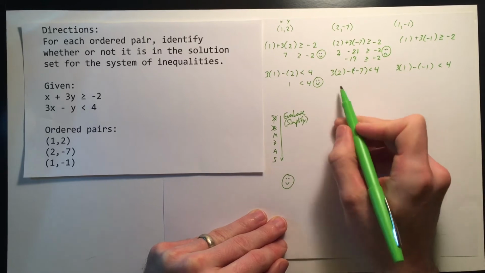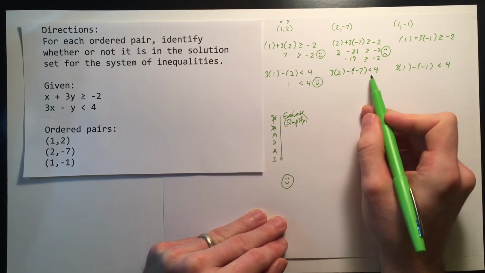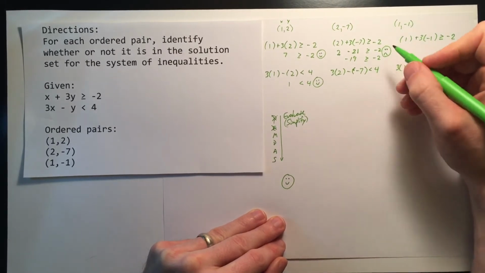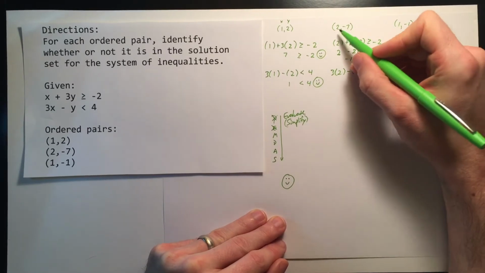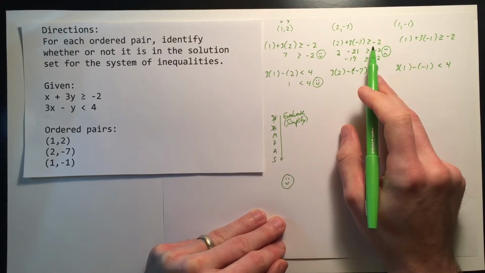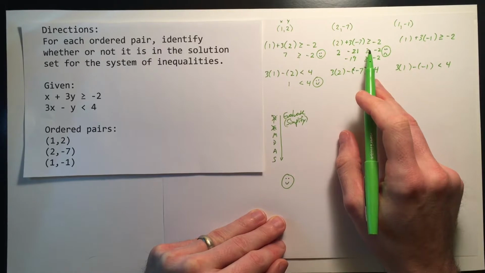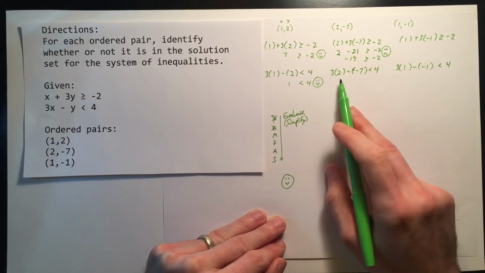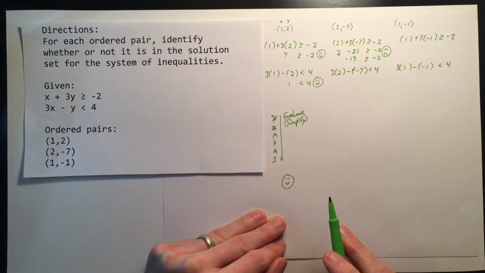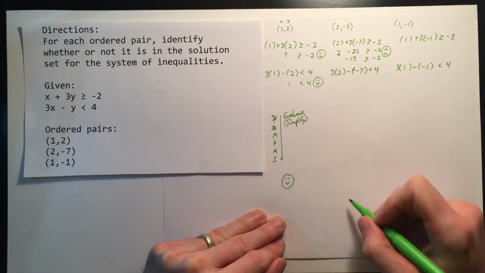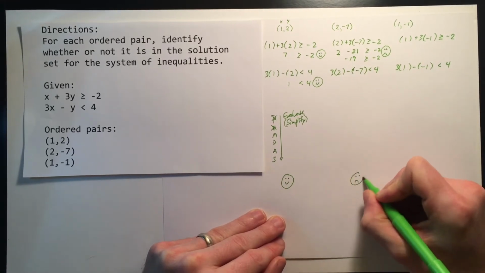And at this point, you don't have to try the second one. You could if you want the practice. However, because the ordered pair didn't work in one of the inequalities, it is not a solution to the system of inequalities, because the system means it has to work for both. So it is not in the solution set. So we can already say the answer to this problem is nope.